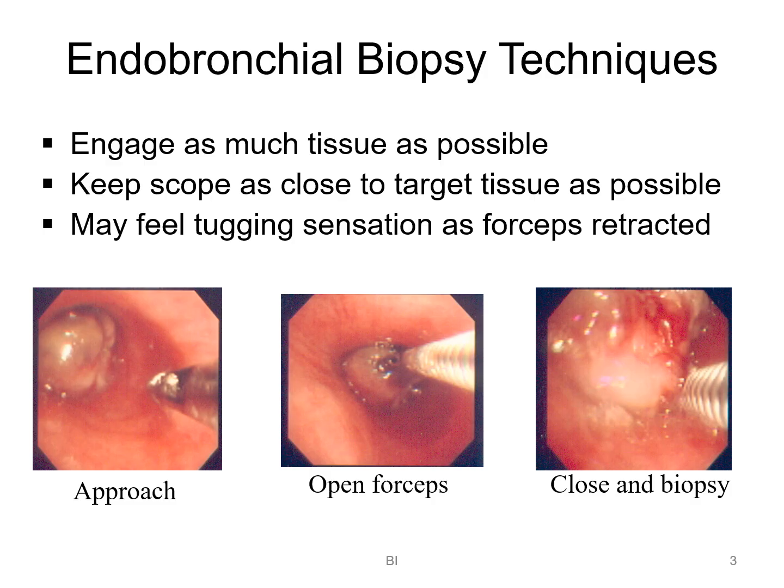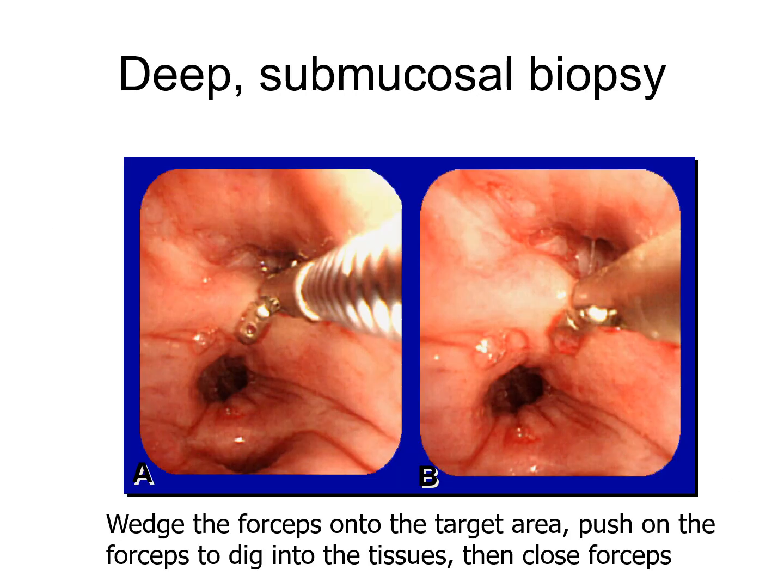Once you have the forceps in place, approach the endobronchial target in a controlled manner. You will ask your assistant to open the forceps and advance with the forceps open to engage the tissue as much as possible. You want to keep the scope close to the target while doing this. You will instruct your assistant to close the forceps, and once they are fully closed, retract the forceps by pulling them through the working channel. As you retract the forceps, you may feel a tucking sensation. Deep submucosal biopsies are performed in a similar manner, first wedging the open forceps onto the target areas, pushing the forceps to dig into the tissue, and then closing the forceps before retracting them.